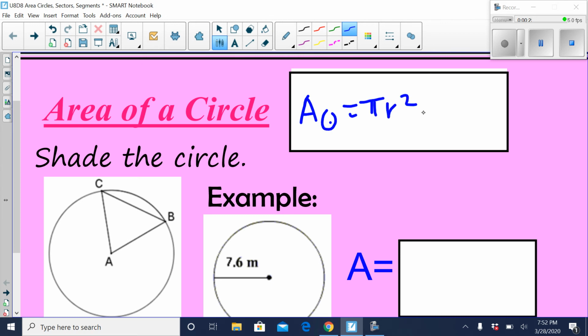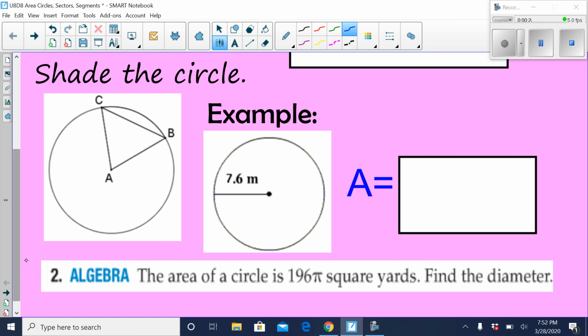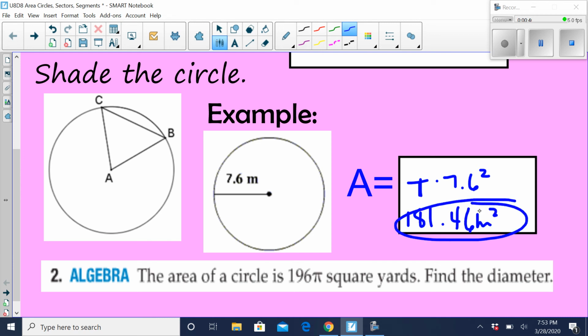Okay, so when we look at this first example here, they give us the radius. So I'm going to take pi times 7.6 squared. And on my calculator, pi times 7.6 squared, I end up with 181.46, and I'm going to label it meters squared. Make sure you're labeling your answers for area and it's in units squared.